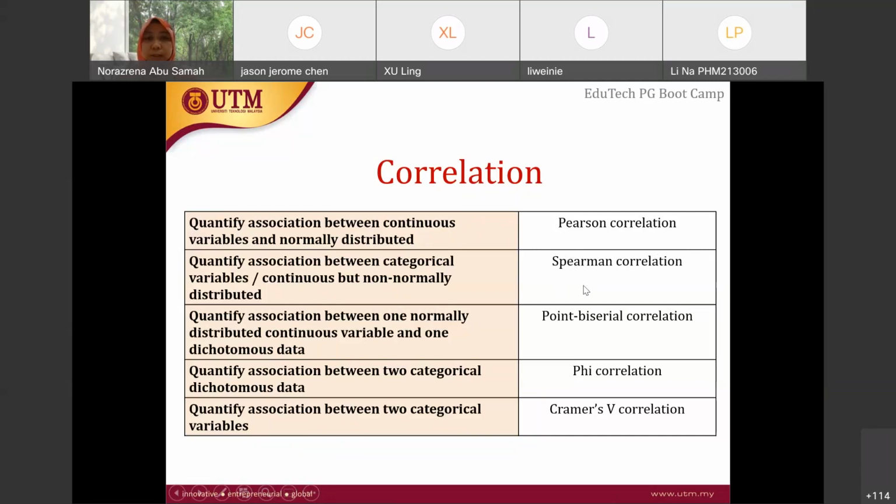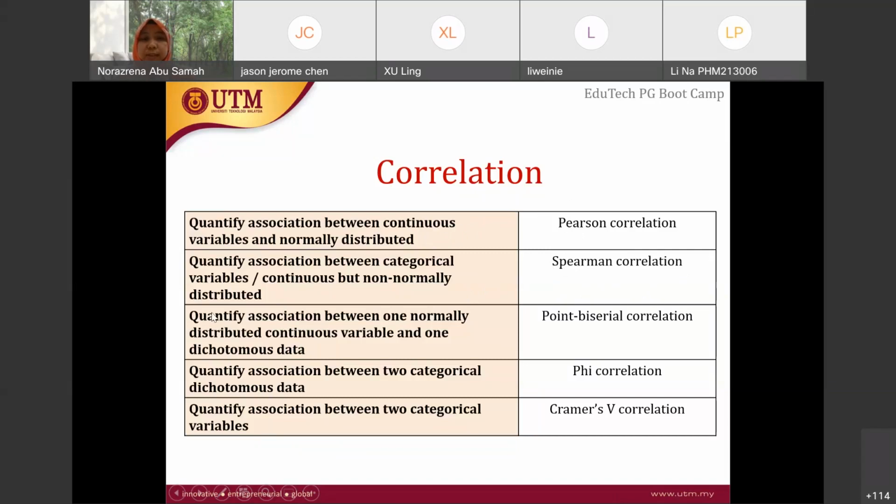I hope you understand this. And also, since this is for non-parametric, this is also applicable for ordinal and nominal data. I hope you understand this.